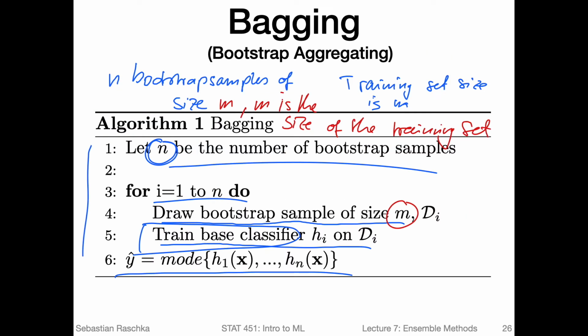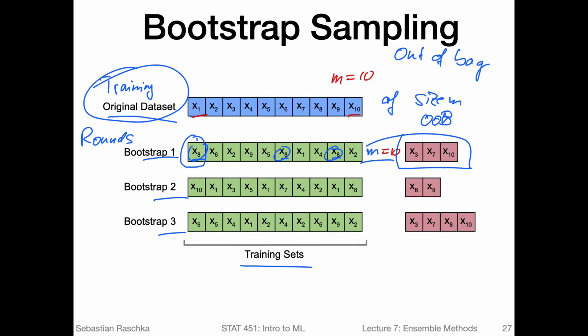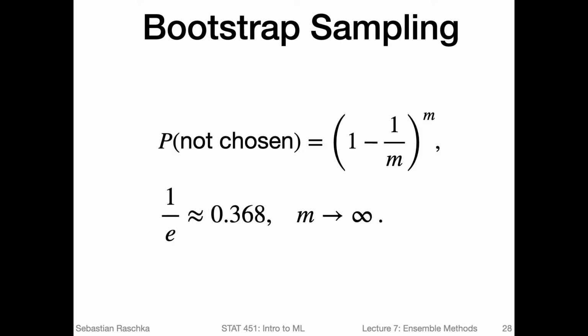Just going back, you will have n of these bootstrap rounds in bagging, and then for each bootstrap sample, you will fit a classifier. So let's take a closer look at the number of examples that are not included in each bootstrap round. We can take a look at that by looking at the probability of not choosing a particular item for a bootstrap sample.